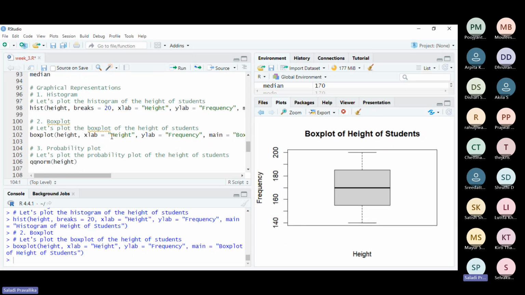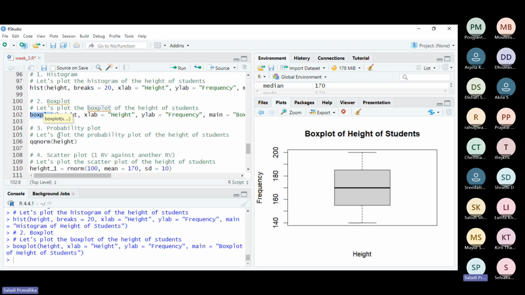Then we'll have a look at the box plot. In the box plot, this is the mean, and we also have the first quartile, third quartile, and outliers. For the box plot, I would suggest you have a look at it on Google, because it's taking so much time, and it's already 9 minutes.